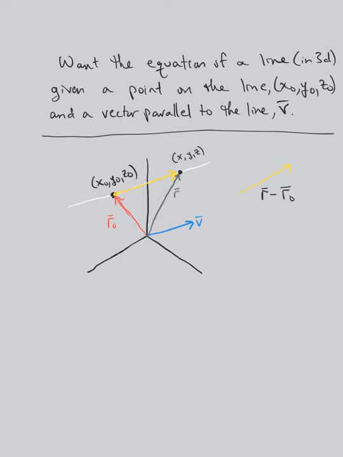Now, what else is significant about that vector? Look at this vector right here, and look at our given vector v. They're parallel to each other. Since v is parallel to the line and R minus R naught is on the line, these two things have to be parallel to each other. That ends up being the key to getting the equation: the vector R minus R naught is parallel to the vector v. Well, what does it mean to be parallel in terms of vectors? That just means that it is a scalar multiple.